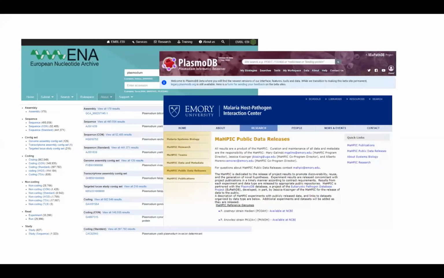So second, another repository is PlasmoDB. It's very popular and is a biological database for genus Plasmodium. The database is a member of the EuPathDB project, a very popular project. This database contains extensive genome, proteome, and metabolome information related to the malarial parasite.